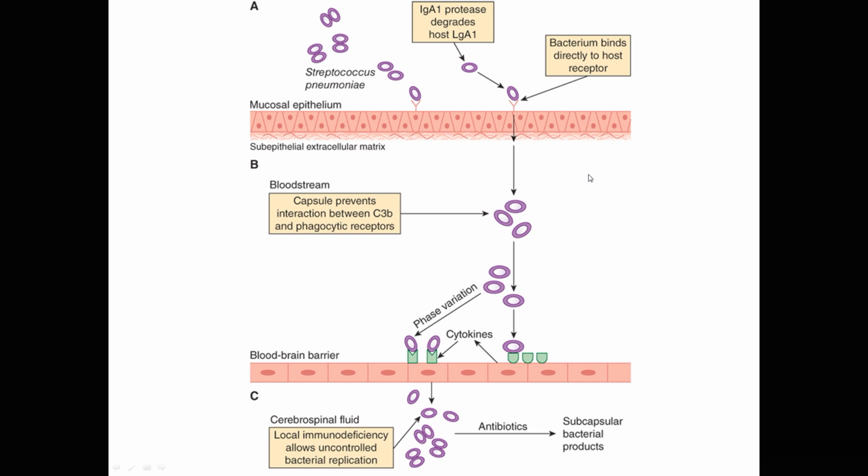Usually, a bacterium penetrating into the blood will be destroyed by phagocytosis by our macrophages. However, as already mentioned, these bacteria are capsulated, so the capsule will prevent the interaction between the opsonin, this is the C3b component of the complement system, and the phagocytic receptors, so thus the Streptococci will evade the phagocytosis. Thus they may cross the blood-brain barrier and penetrate into the subarachnoidal space. There they will cause an inflammatory response.